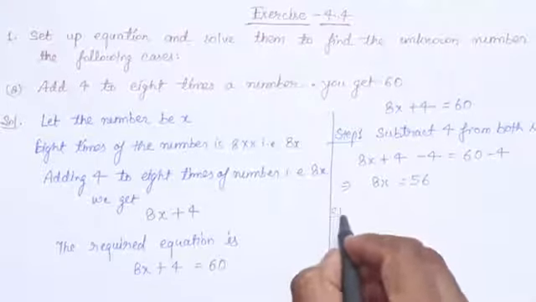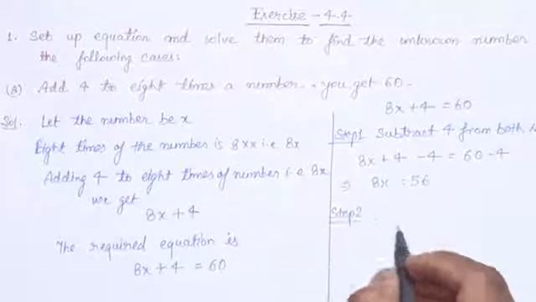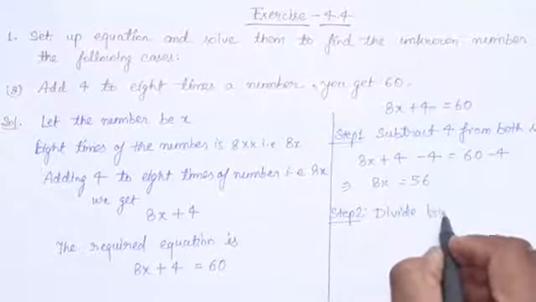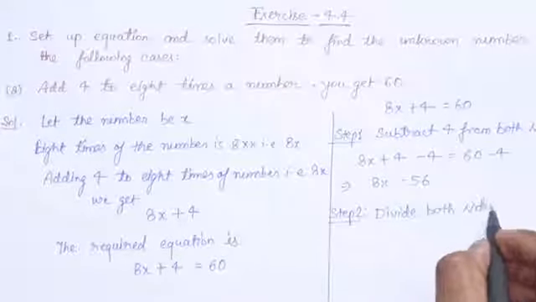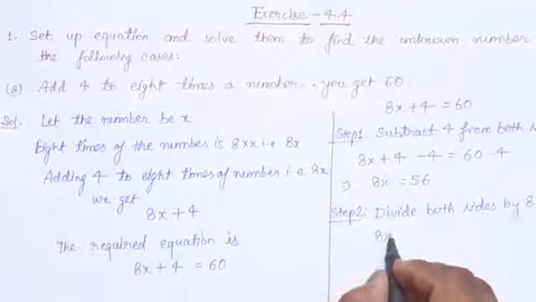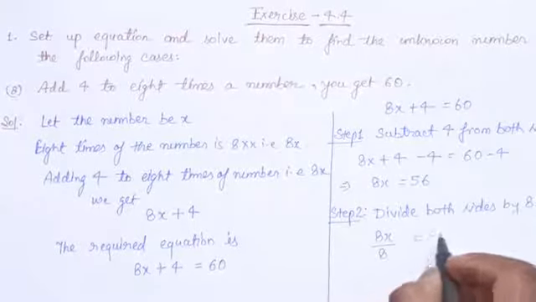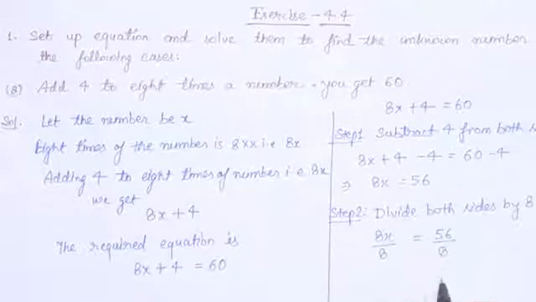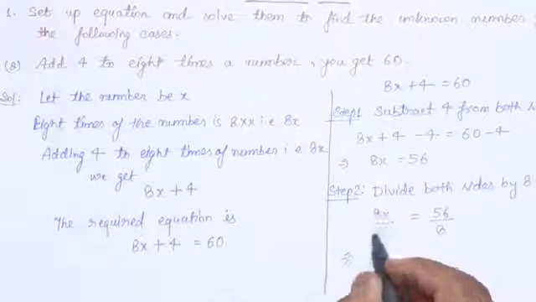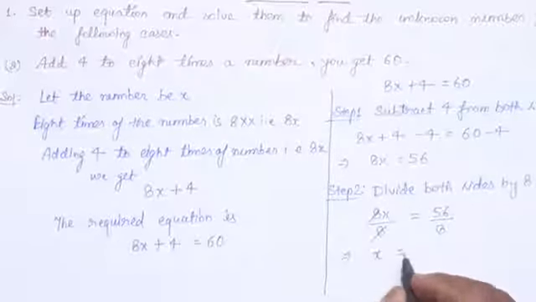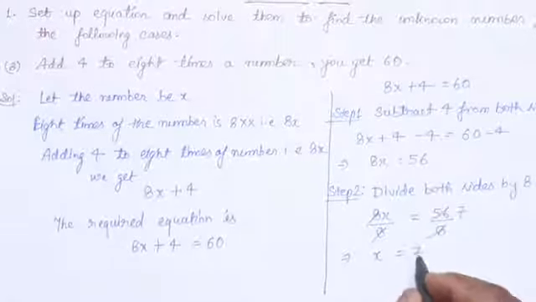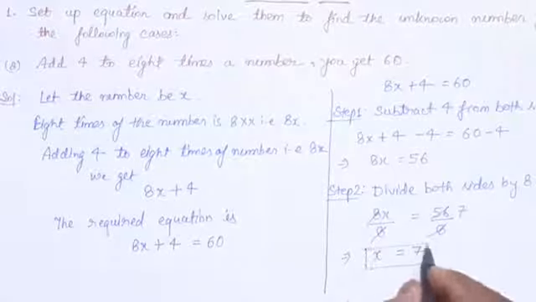But again here you can see that in the left hand side we have 8x instead of x. So what is our step 2? In step 2, divide both sides by 8. So what we can write, 8x by 8 equals to 56 by 8. Now you can see here 8 and 8 cancel out, so we have x only, and in the right hand side we have 8 7 times 56. So we have the solution, x is equals to 7.